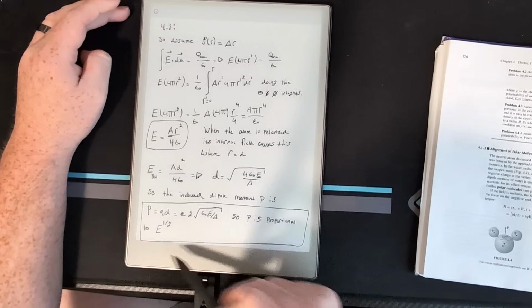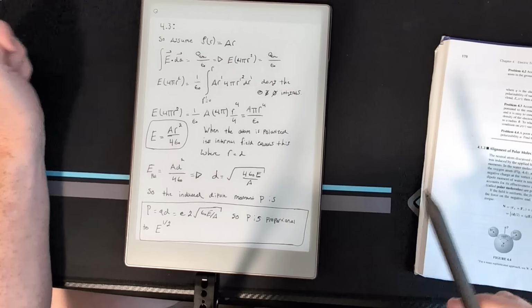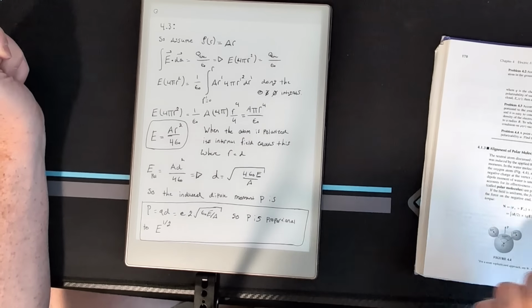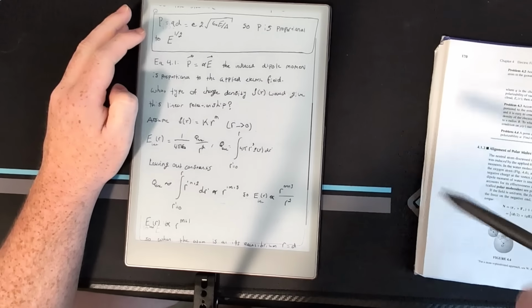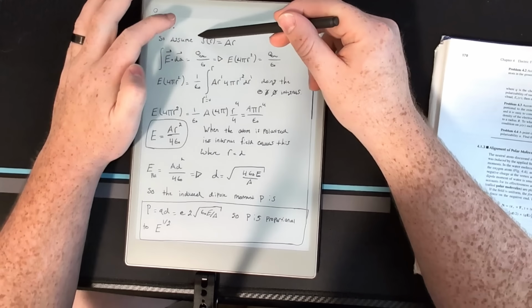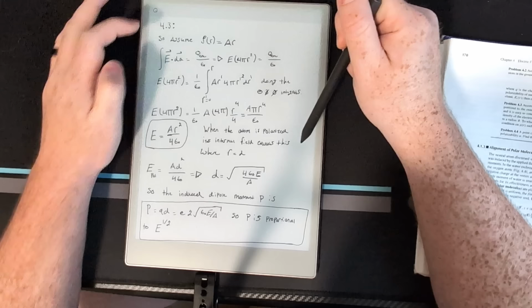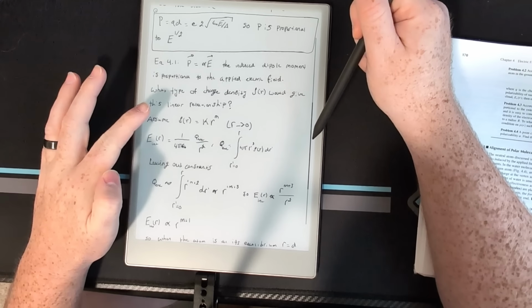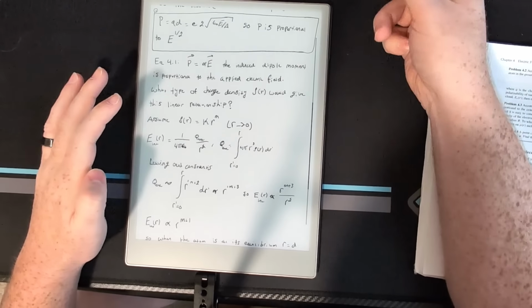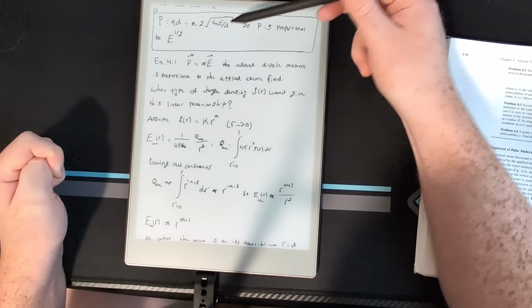So this is the answer to the first part of the problem, that the dipole moment becomes proportional to the square root of E instead of being linear. But then we want to figure out, okay, how can we adjust this charge density here to have a linear relationship again?